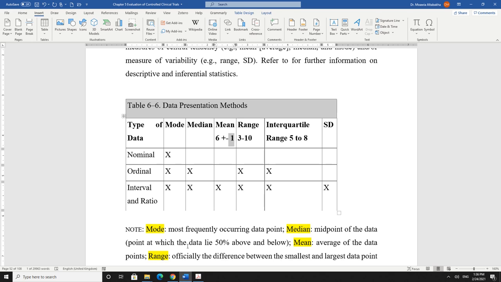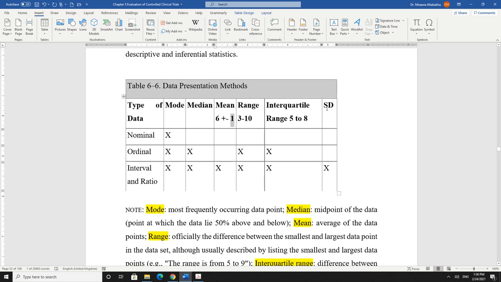So standard deviation gives you an idea about the variability of the data in the group that you are describing. Usually we use the mean plus minus the standard deviation. So when I say plus minus 1, what does it mean? Okay, we'll talk about this. But first, before we talk about this standard deviation, let's see where we can apply these measures.